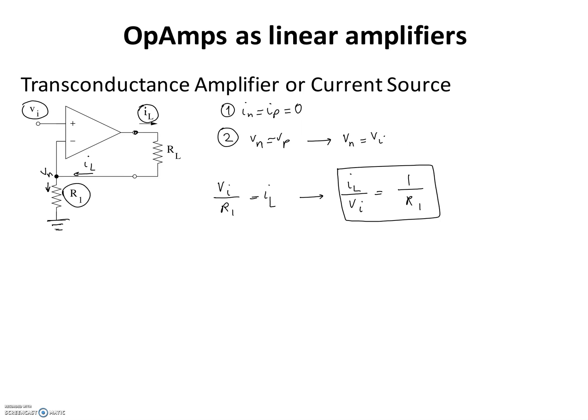So the problem with this current source is that the load is not grounded here, and this might not be desirable in some cases. We're going to see next another op-amp circuit configuration that's used as a current source, and in that current source the load, or RL, is grounded.